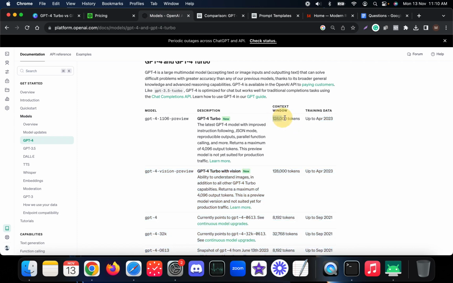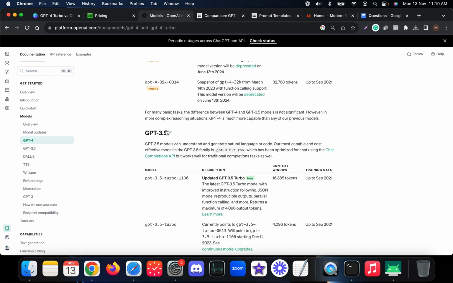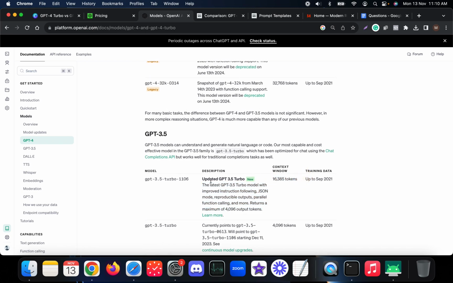up to 128,000 tokens. In simple words, we can say it can handle up to 300 pages of information in a single prompt or action. And GPT-4 can handle up to 8,000, or if you have access to 32k, it can handle 32k. And GPT-3.5 can handle up to 16k tokens. They also updated GPT-3.5 as well. However, the training data hasn't been updated. They still have their training data up to September 2021.